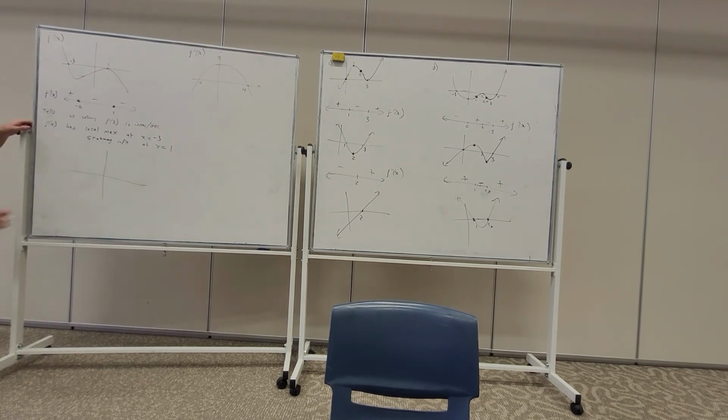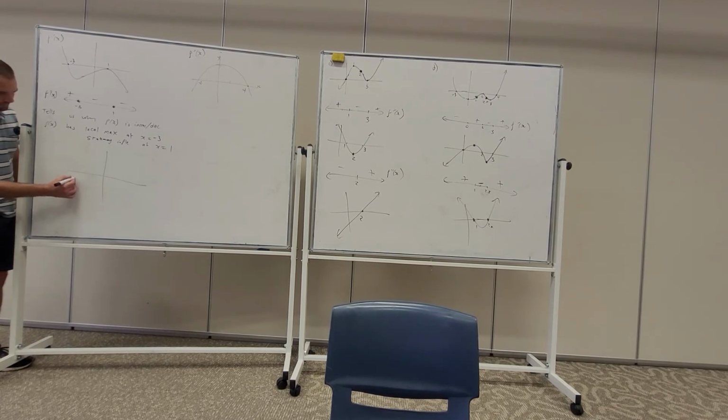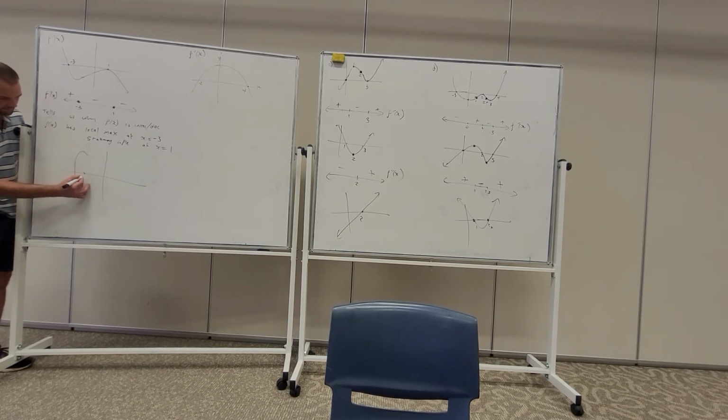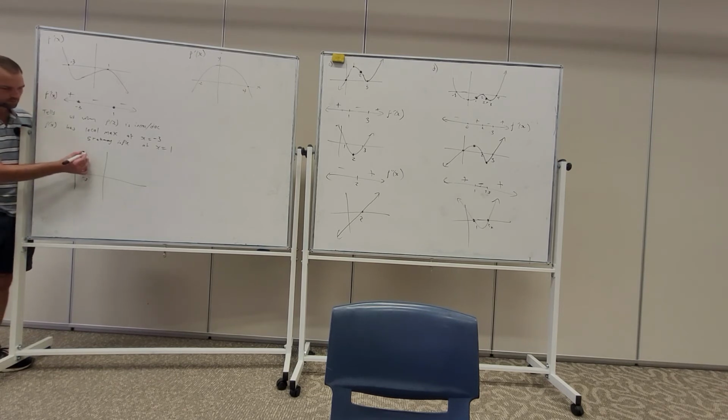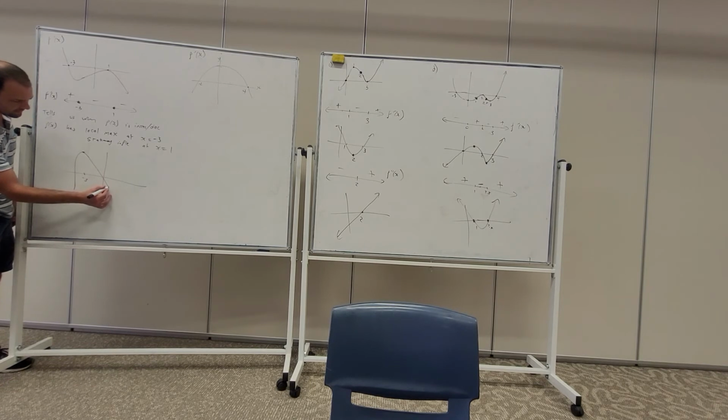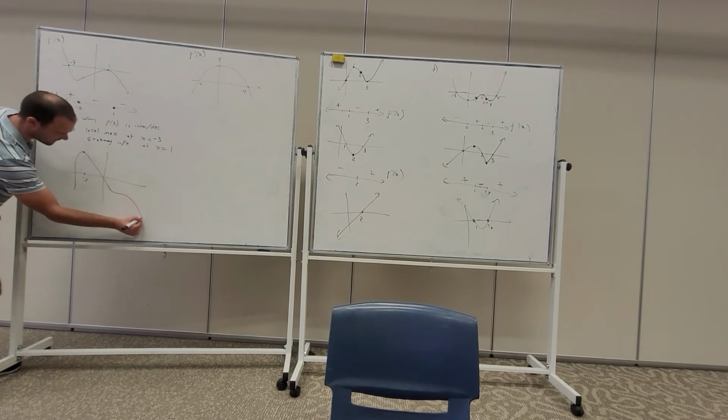So, we don't know its x-intercepts. Okay, it could be completely above the x-axis, completely below. Alright, all we know is that somewhere there's a local max at x is minus 3, and it is decreasing, it keeps decreasing until it gets to x is 1, in which case it goes horizontal and then keeps decreasing.